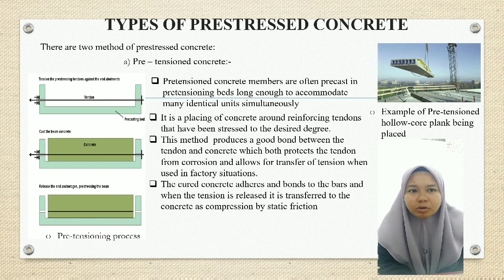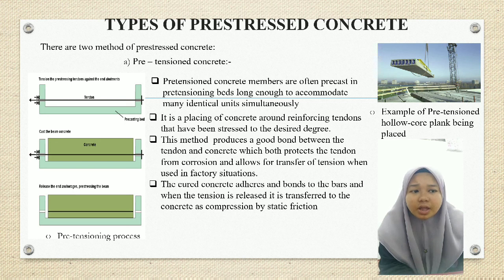Types of prestressed concrete. There are two methods of prestressed concrete. For the first, pretensioned concrete. Pretensioned concrete members are often precast in pretensioning beds long enough to accommodate many identical units simultaneously. It is the placing of concrete around reinforcing tendons that have been stressed to the desired degree. This method produces a good bond between the tendon and concrete, which both protects the tendon from corrosion and allows for transfer of tension when used in a factory situation.